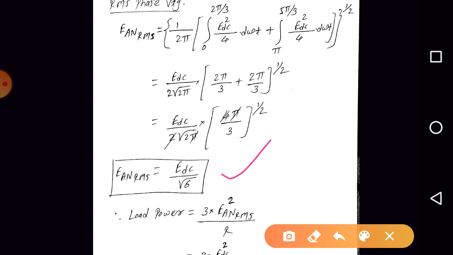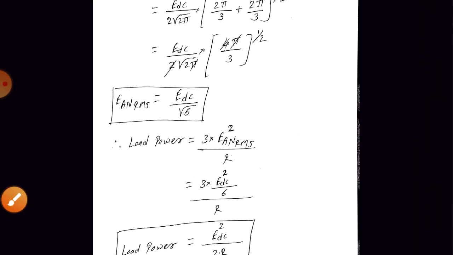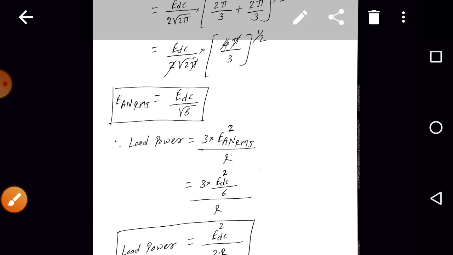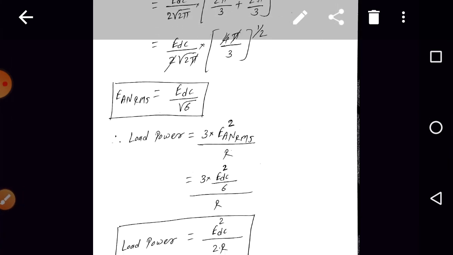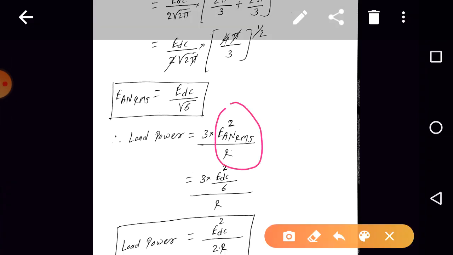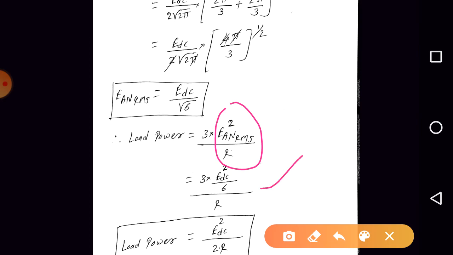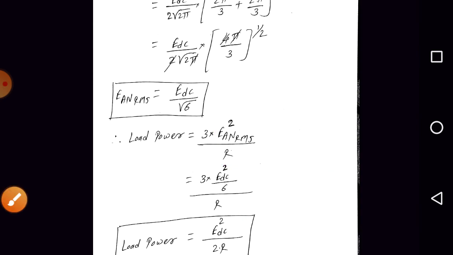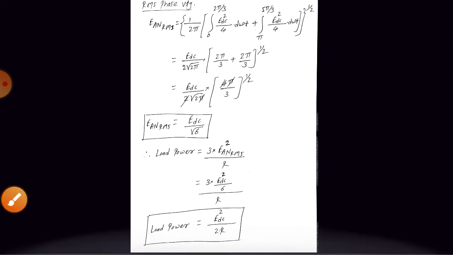Load power is equal to per phase power into 3, right? So it is EAN RMS square divided by R. So it is 3 into EDC square by 6 divided by R. So it is EDC square by 2R, right? EDC square by 2R. So this is the expression for the load power.